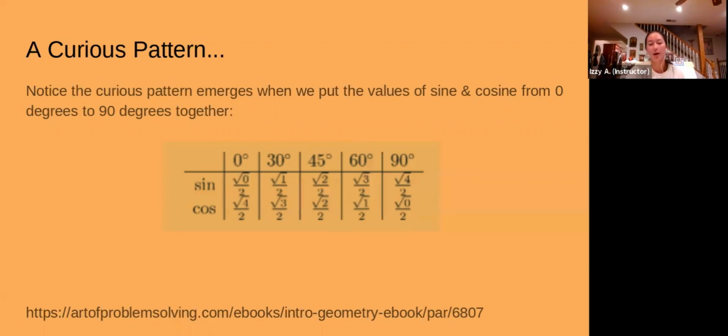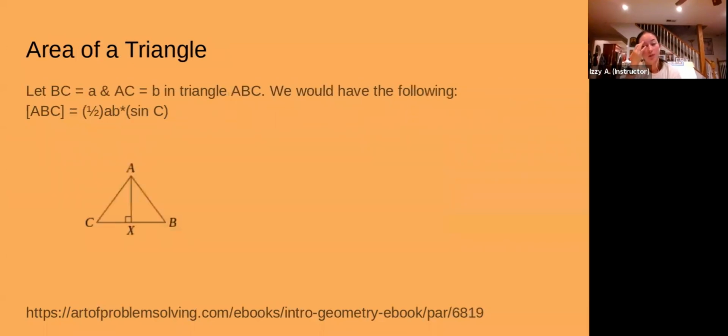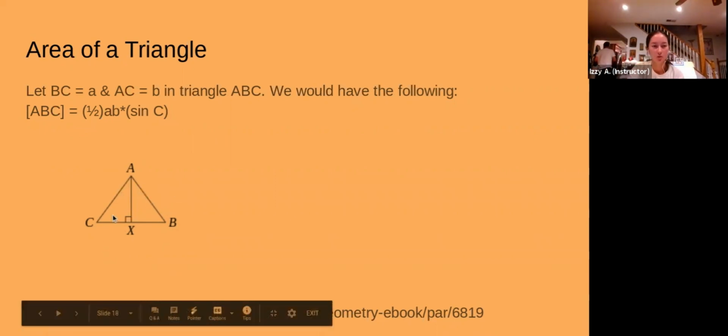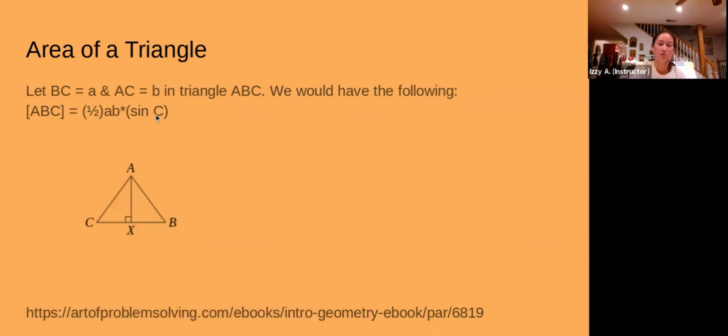Okay, we can go ahead and go on to the next slide. So this slide has another formula for figuring out the area of a triangle, and this deals with trigonometry. That's why we haven't covered it before. If we let BC equal A and AC equal B in triangle ABC, we should have the following. The area of triangle ABC is going to equal 1/2 times A times B times the sine of C.